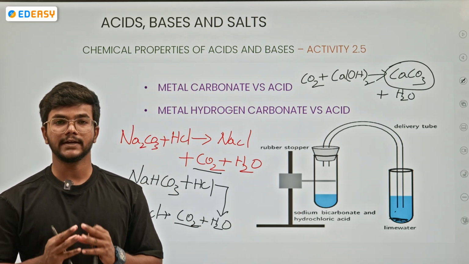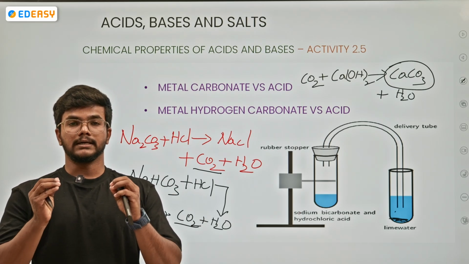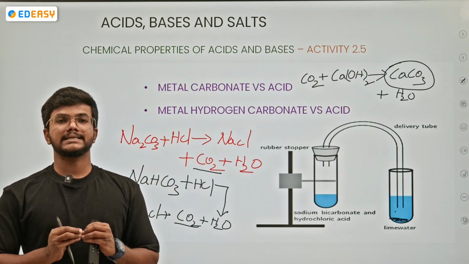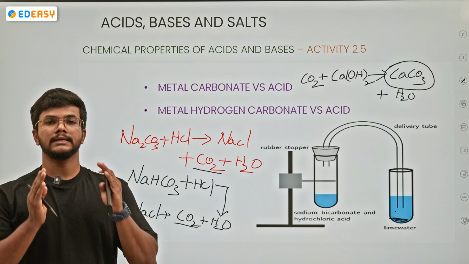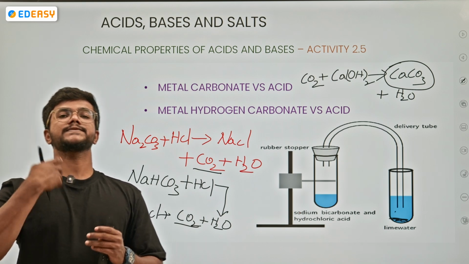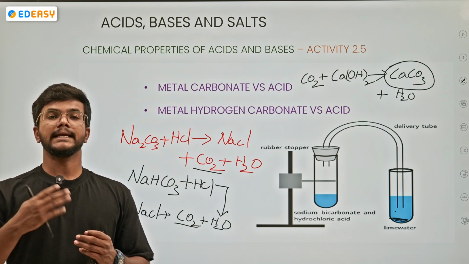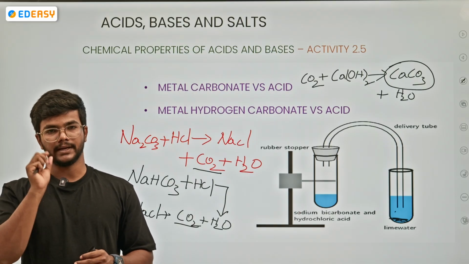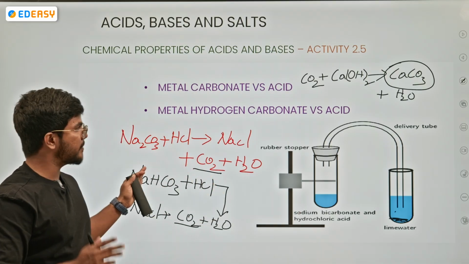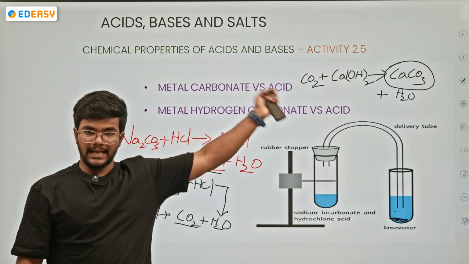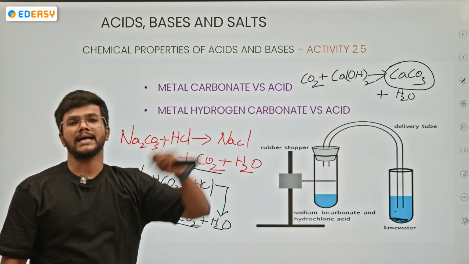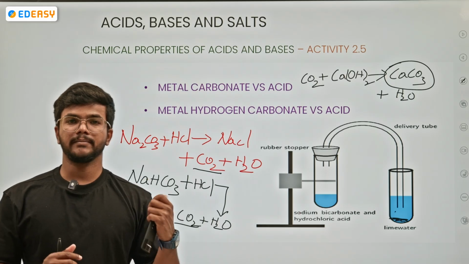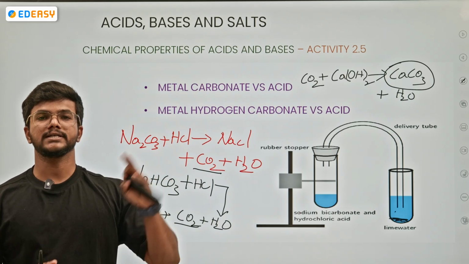So how can we identify the carbon dioxide? Carbon dioxide can be identified with the lime water. When you transfer the carbon dioxide into lime water, it gives a white precipitate. That white precipitate is nothing but the calcium carbonate. So this is the experiment of metal carbonate with the acid, metal hydrogen carbonate with the acid. Hope you understand the reaction between metal carbonate, metal hydrogen carbonate versus acid.